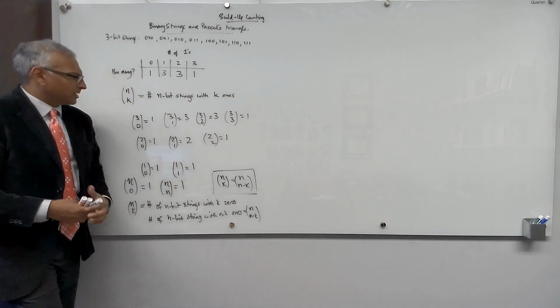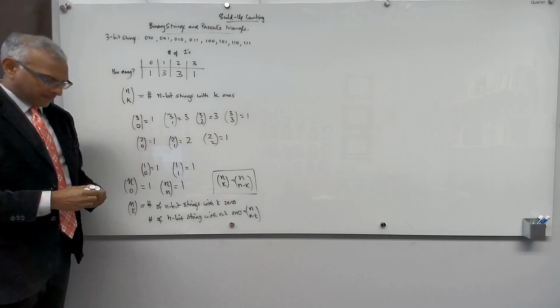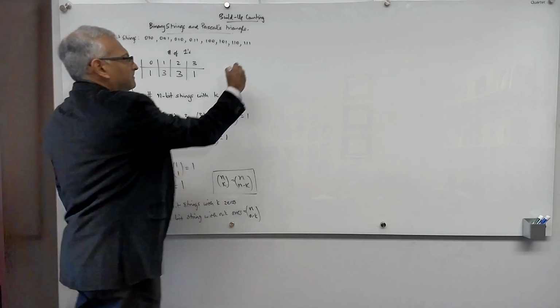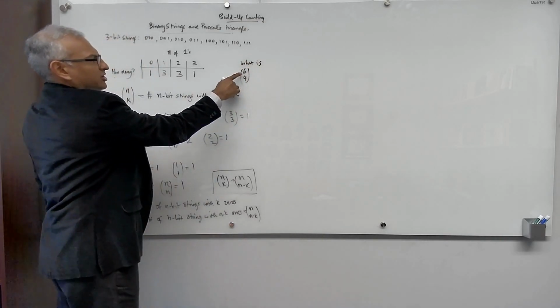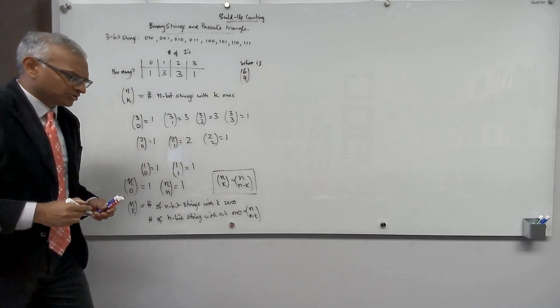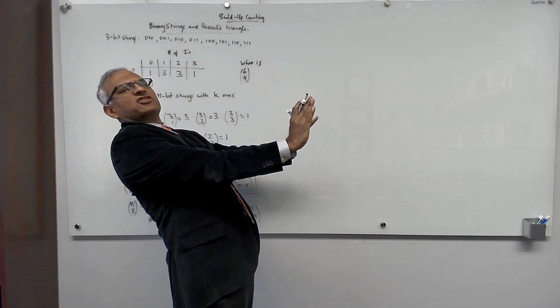Now let's go for the jugular. Let's try to count (n choose k). So for example, what is (6 choose 4)? 6-bit strings, 4 ones. Okay. And let's try to do this systematically. And this is where the build-up method comes in. And it's a beautiful application of the sum rule.